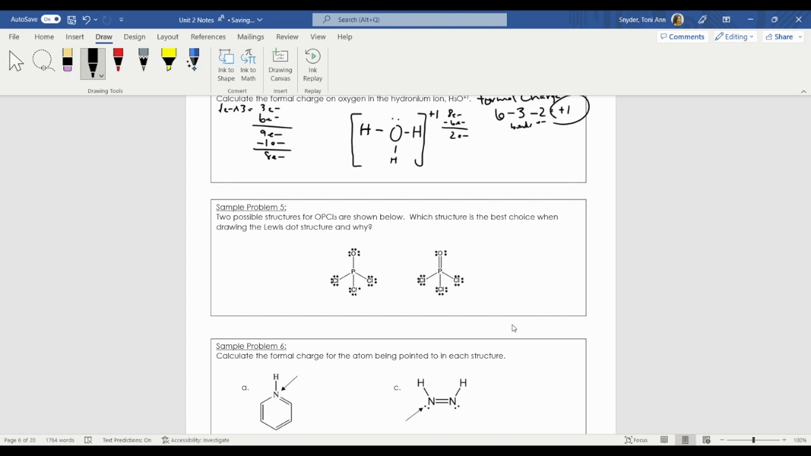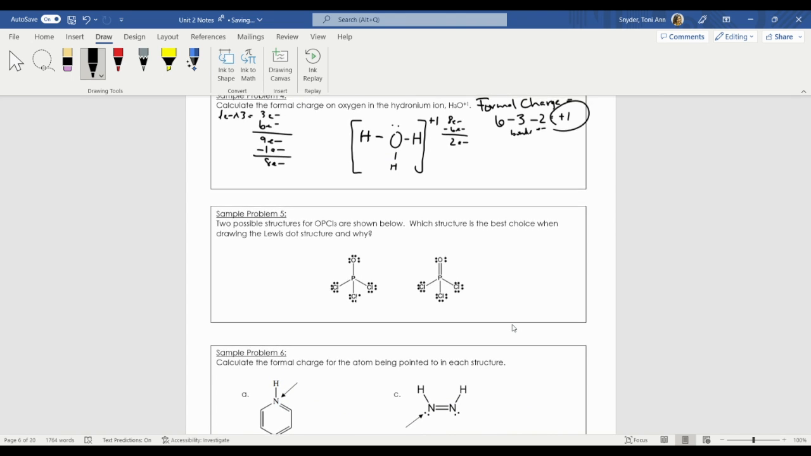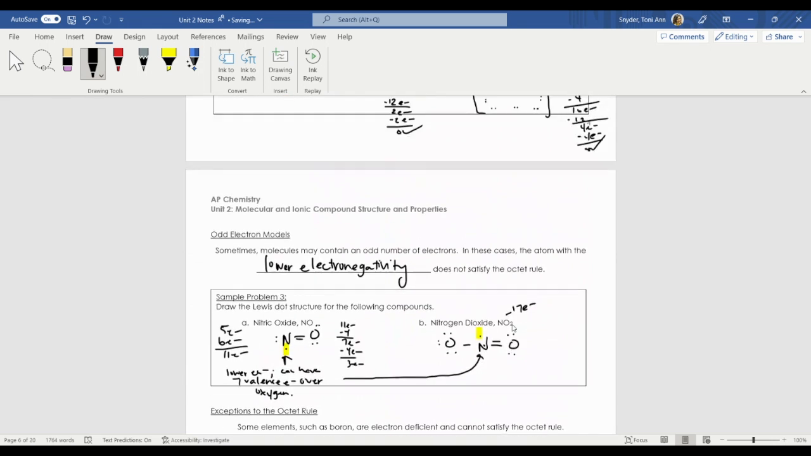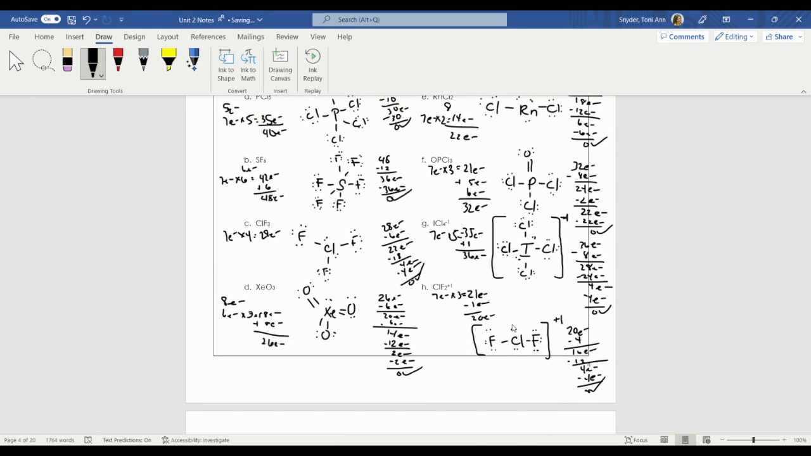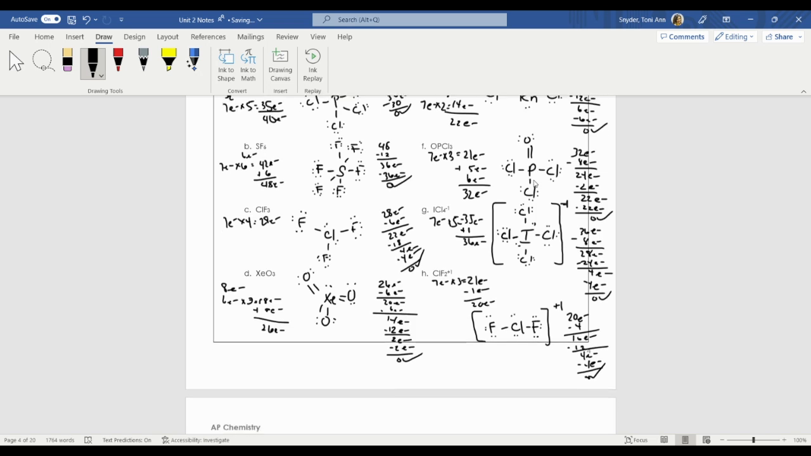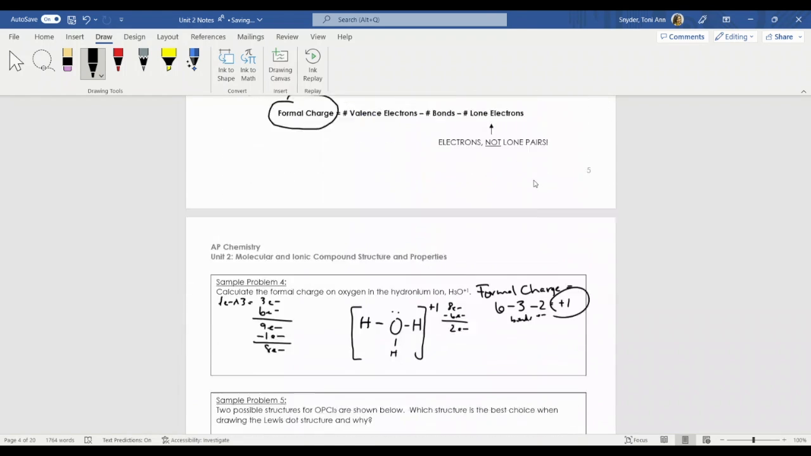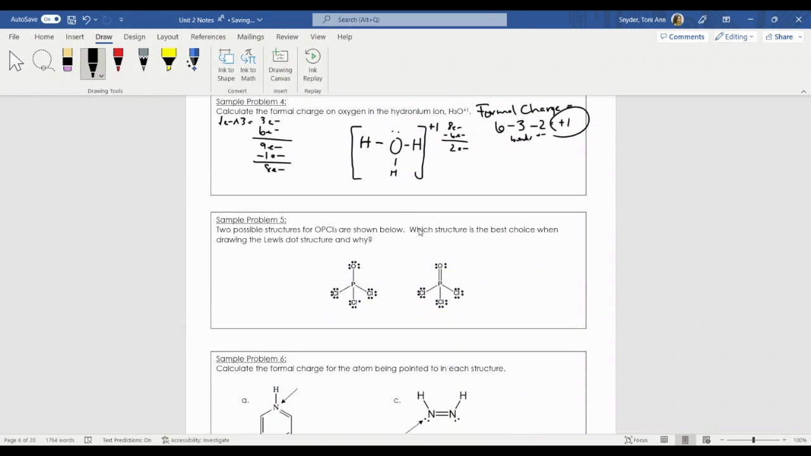Let's take a look at this OPCl3. We actually drew this up above, right? And I said, okay, with your wisdom, you would know that oxygen has to have a double bond. Well, why is that? It comes down to its formal charge. It says, which structure is the best choice for drawing the Lewis dot structure and why?